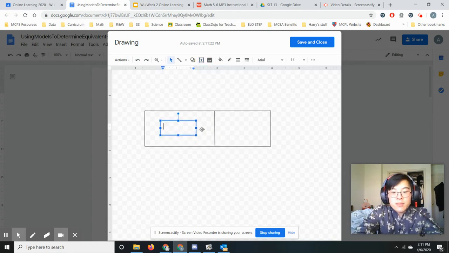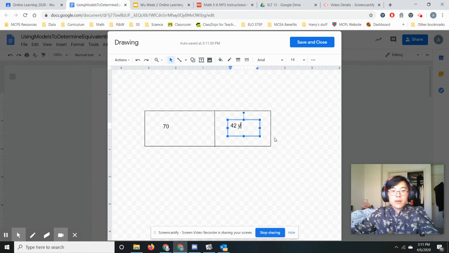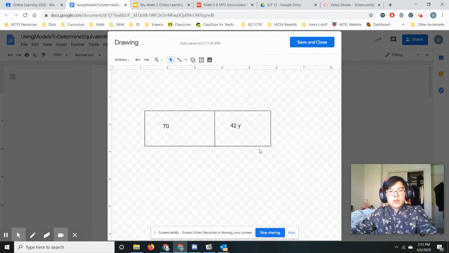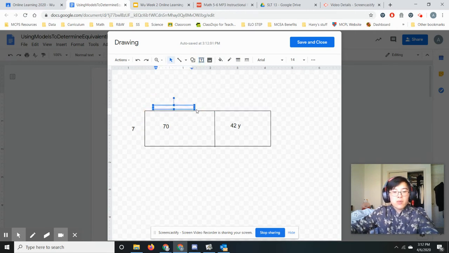All right, this is 70, and I'm going to insert 42y. Thinking of the distributive property, what do both of these have in common? What's the greatest common factor? My common factor is probably 7, so I'm going to insert a 7, meaning the length would be 7. And my width of this first section, let me give you a second to think. If you guessed it's going to be 10, you are correct.